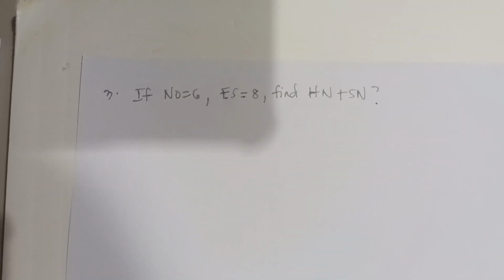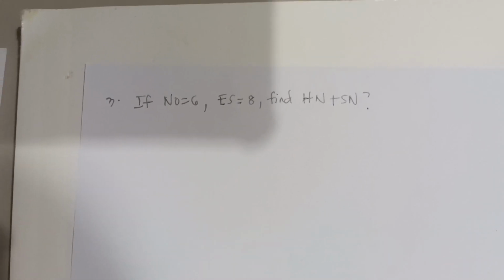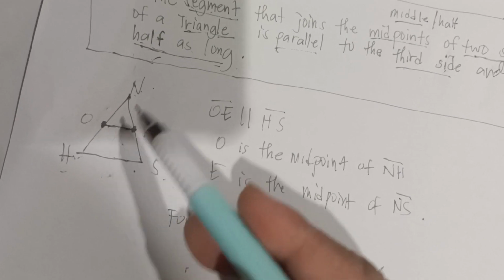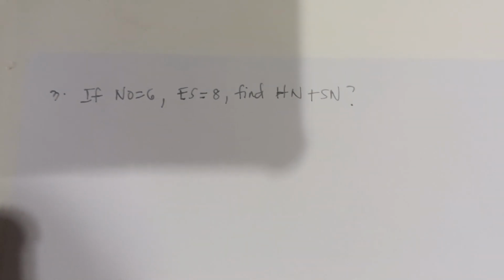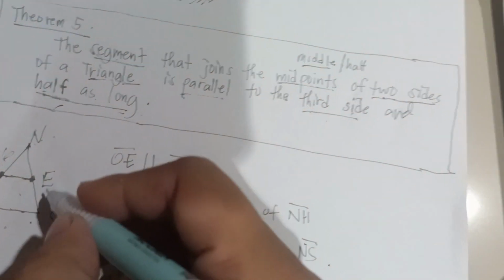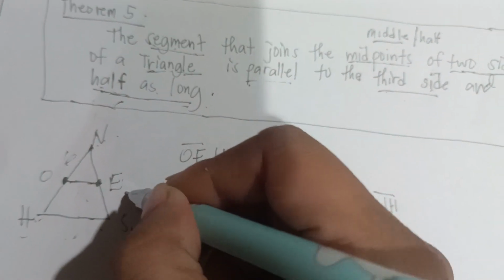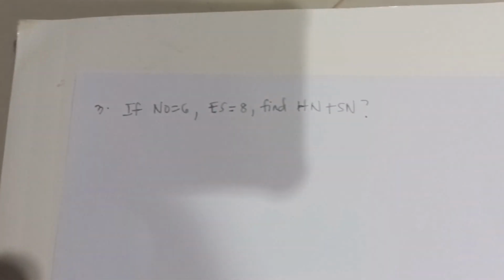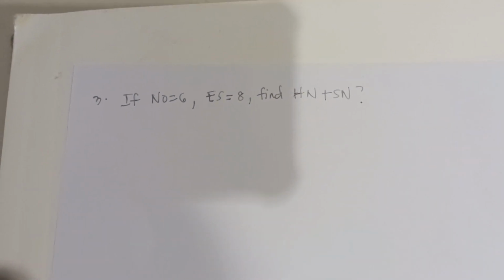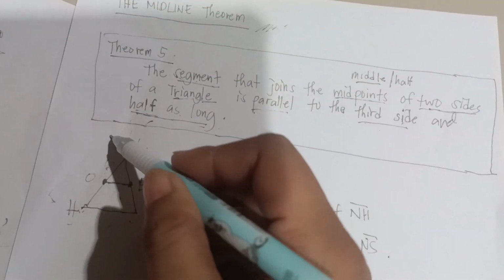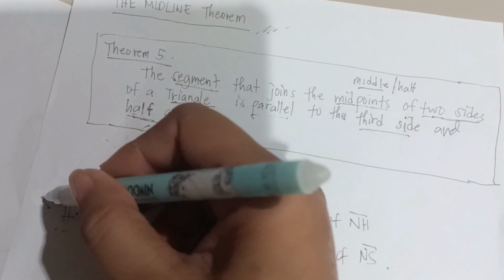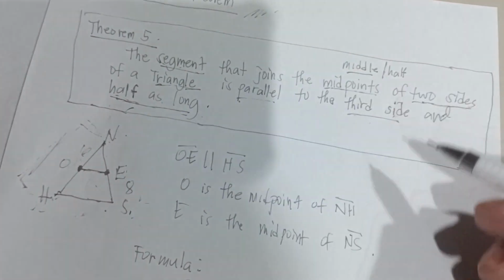Next example is number 3. If NO is 6, where is NO here? This one. If this is 6, and ES is 8. ES is 8. Find HN plus SN. So find HN, this one, the bigger part, plus SN.